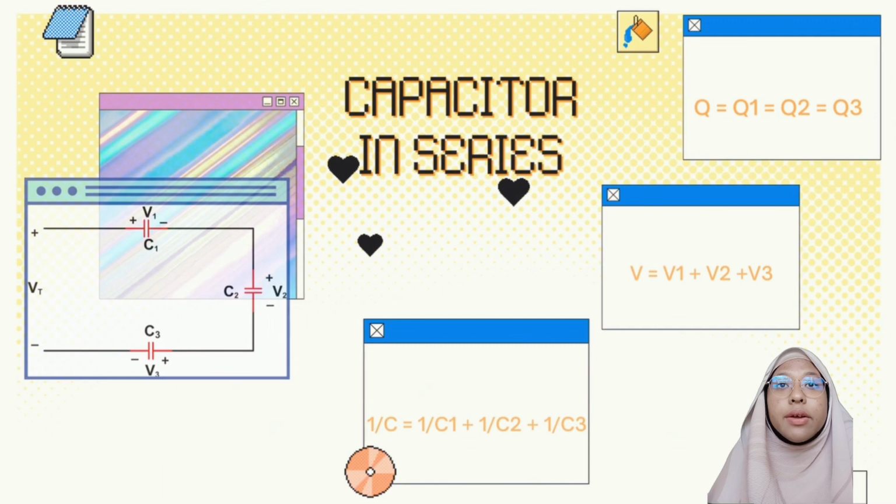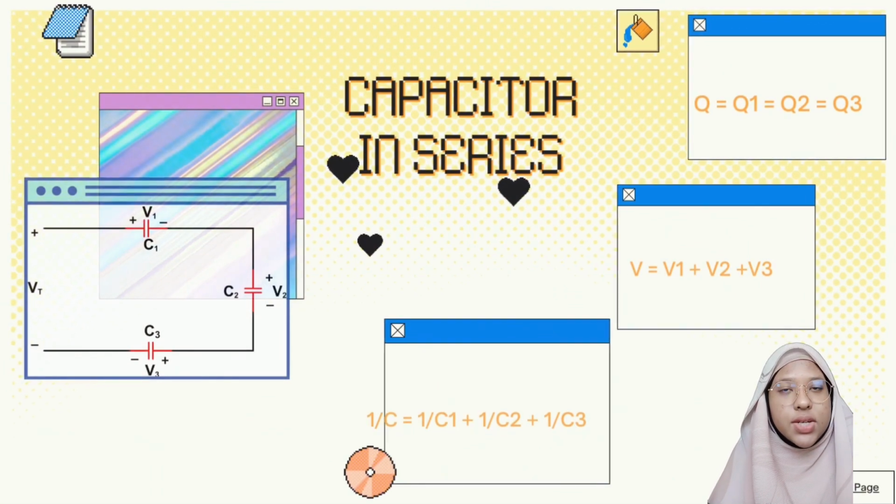When capacitors are connected in series, the charge on each capacitor is the same. The total charge across the circuit is equal to Q1, Q2, and Q3. However, the potential difference across each capacitor is different. The total potential difference in the circuit is the sum of the potential differences on each capacitor, which means V total is equal to V1 plus V2 plus V3. For series circuits, the equivalent capacitance can be calculated by the formula 1 over C total equal to 1 over C1 plus 1 over C2 plus 1 over C3.